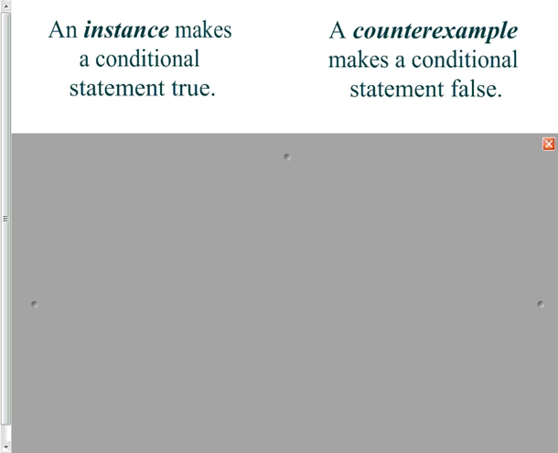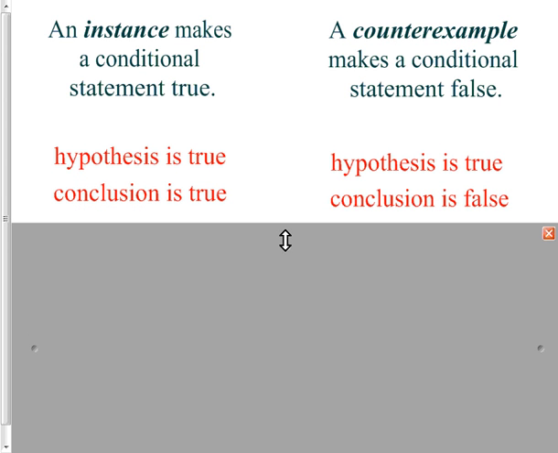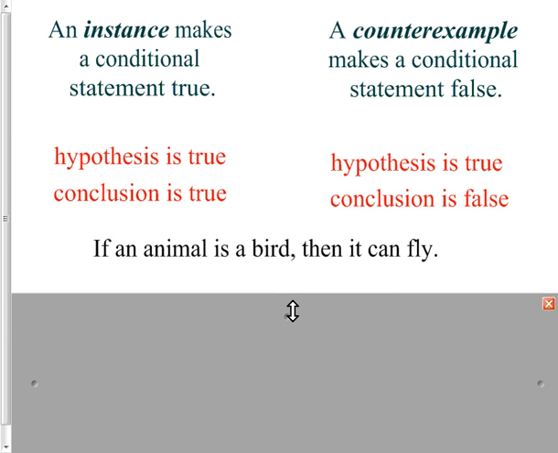so let's talk about that. I mentioned some instances and some counterexamples. An instance is something that makes a conditional statement true, and a counterexample is something that makes a statement false. So an instance happens when the hypothesis is true and the conclusion is true, and they're always true. So when both of these are true, that would be an instance. If the hypothesis is true and the conclusion is false, that would be called a counterexample. And we'll look at something here.